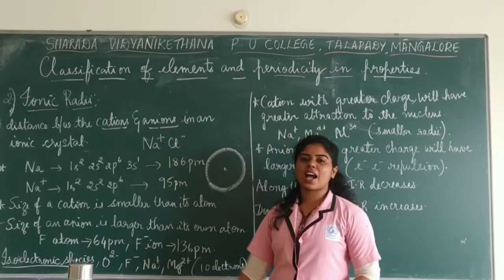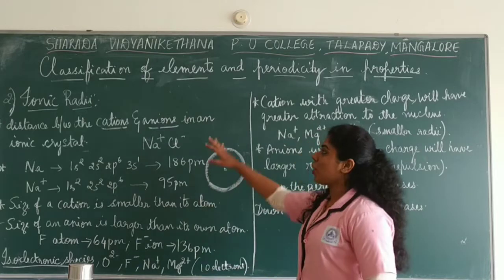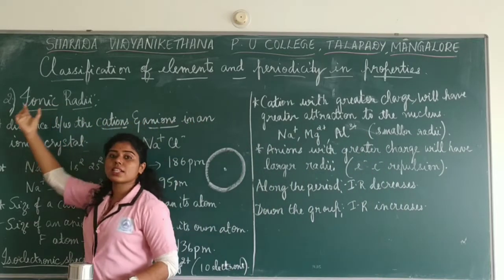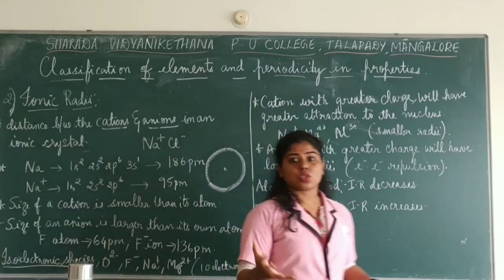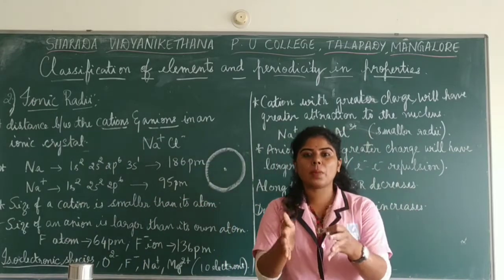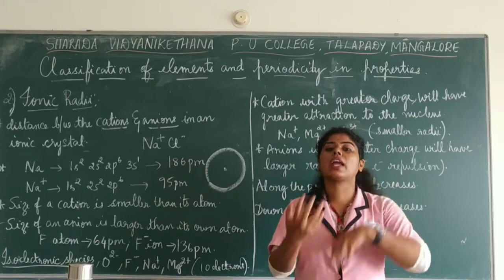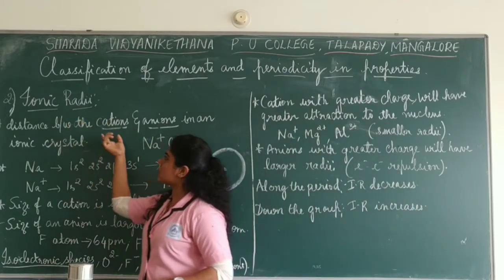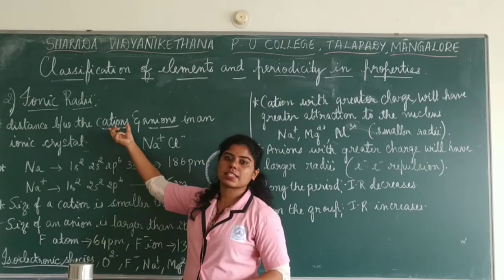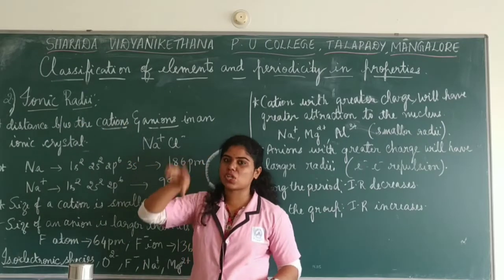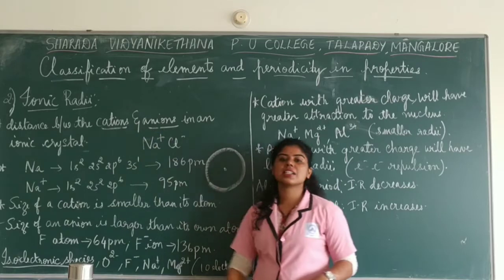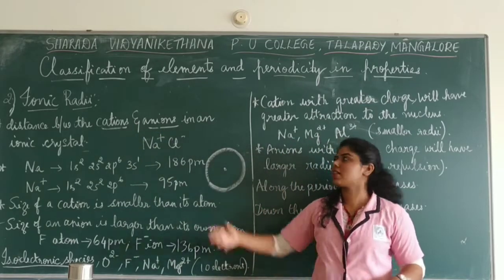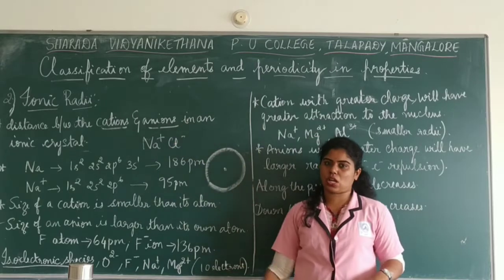So next we start with the ionic radii. Now what do you mean by this ionic radii? Just look at this term, ionic radii. Ions are nothing but charged particles. So charged particles are formed by an element whenever they lose or gain electrons, right, in order to become stable. Now the one which loses electrons is termed a cation, which has a positive charge, and the one which gains electrons is called an anion, which is negatively charged.